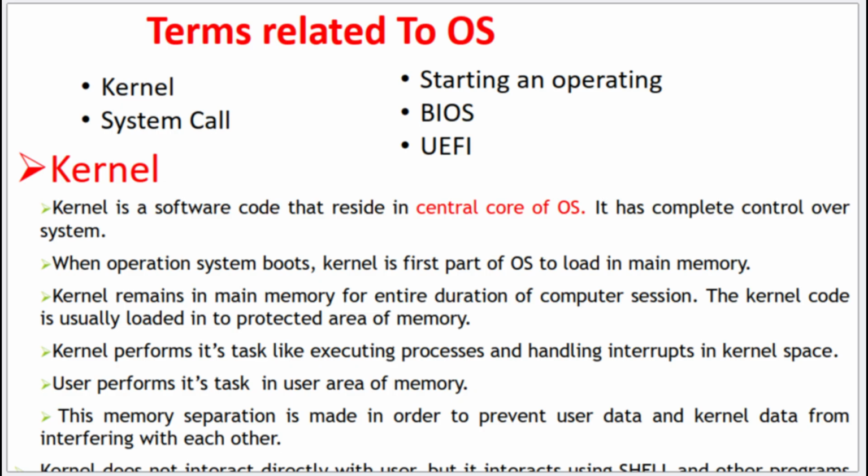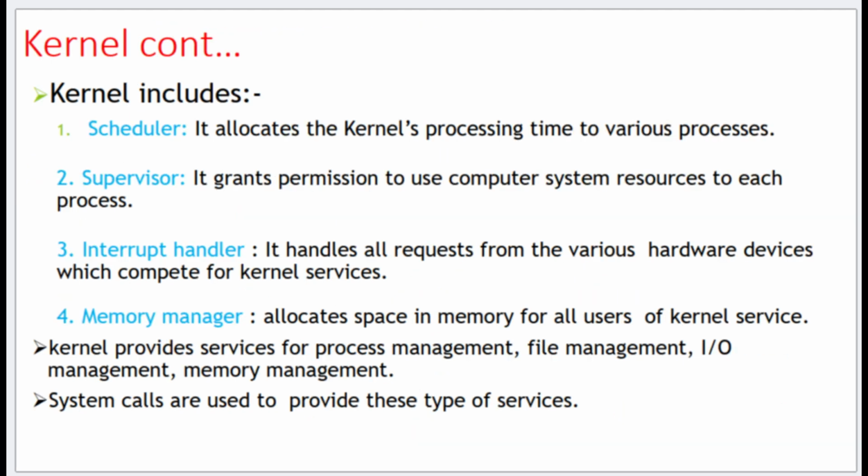Kernel performs its tasks, like executing processes and handling interrupts, in kernel space. The user performs its tasks in user space of memory. This memory separation is made in order to prevent user data and kernel data from interfering with each other. The kernel does not interact directly with the user, but it interacts using the shell and other programs. Kernel components: the kernel includes, 1. Scheduler. It allocates the kernel's processing time to various processes. Point 2.